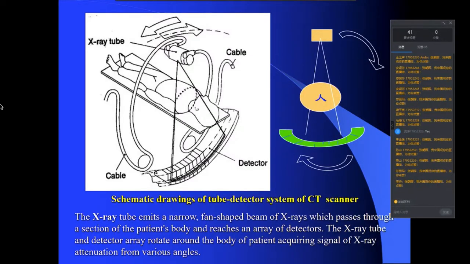And this schematic drawing shows the tube-detector system of a CT scanner. This is the oldest type of CT. During the CT scan, the X-ray tube emits a narrow, fine-shaped beam of X-rays, which passes through a section of the patient's body and reaches the array of detectors, and the X-ray tube and the detector array rotate around the body of the patient and acquire signals of X-ray attenuation from various angles.